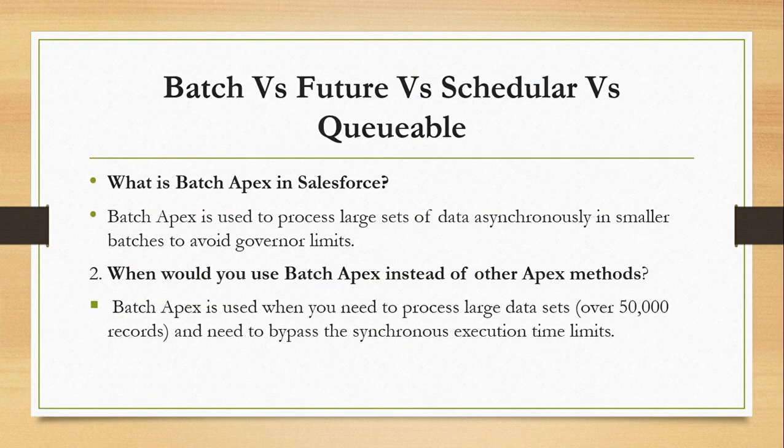Batch versus future versus scheduler versus queueable. What is Batch Apex? Batch Apex is used to process large sets of data asynchronously in smaller batches to avoid governor limits. And when would you use Batch Apex instead of other Apex methods? Suppose you have a large set of data, over 50,000 records, then we need to bypass the synchronous execution limits.